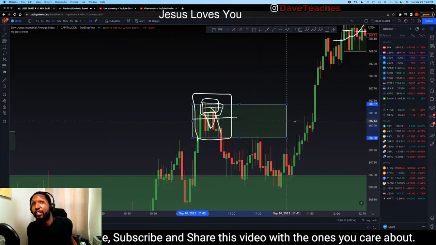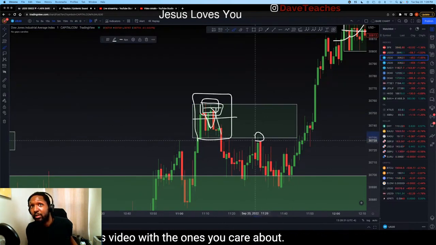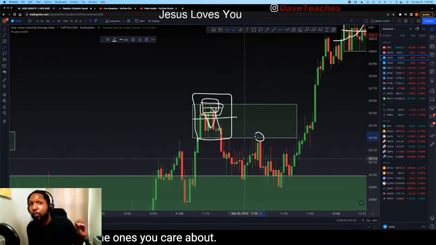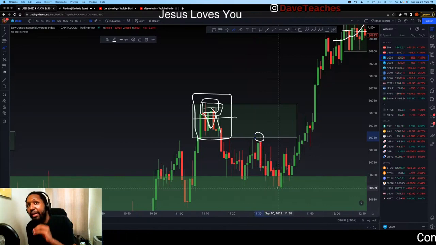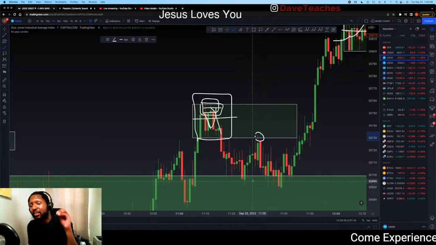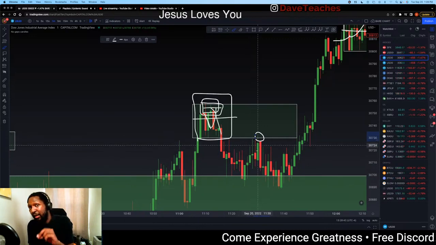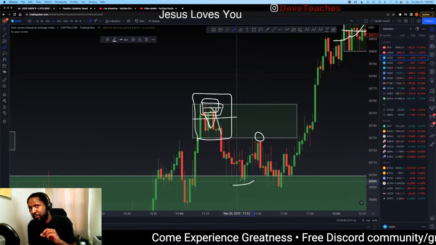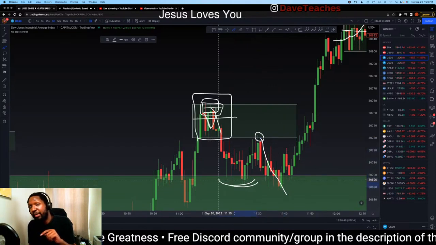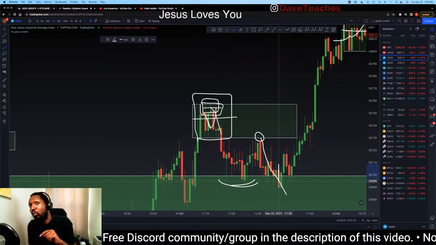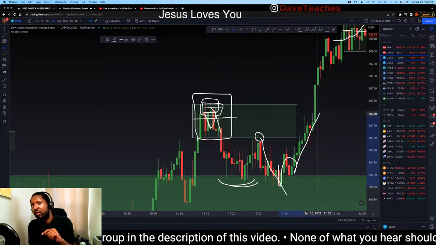Right here. Did we get a test of the area? Yes. Here. And what happens is price always goes back down to liquidate the area that sent it up. So what is the area that sent price up to here? Right here. So what do we get? A liquidation to the downside, running that low. And now when we get here, what do we do? Flip bullish and we continue.